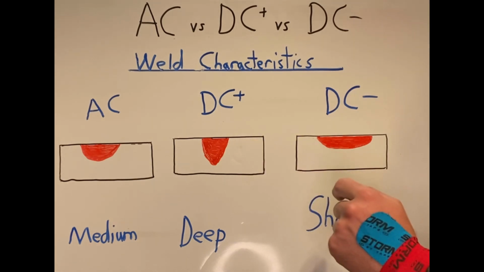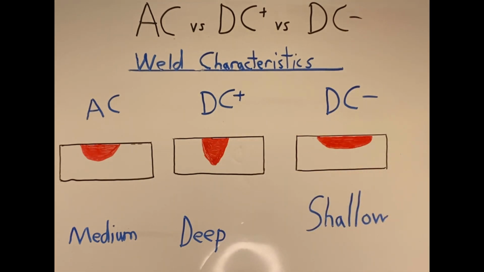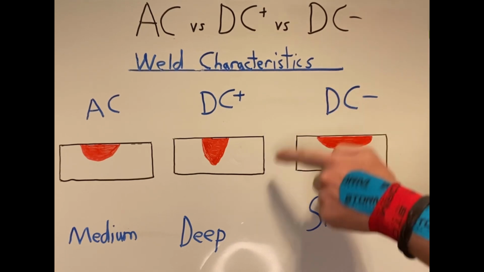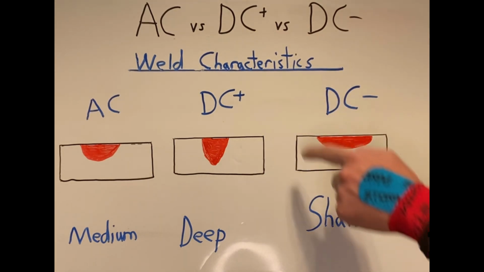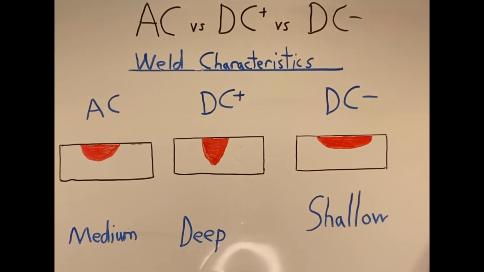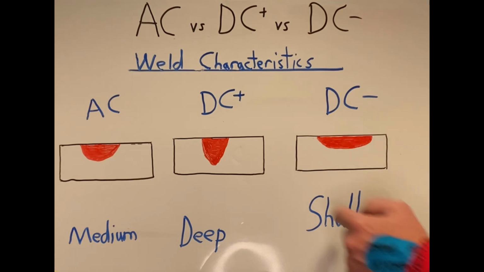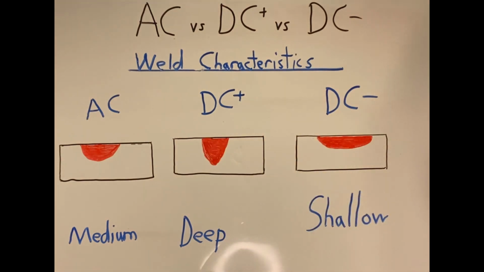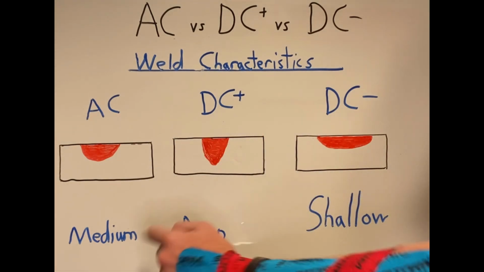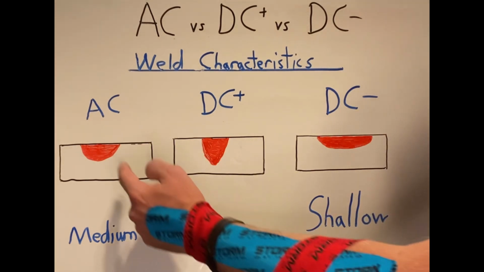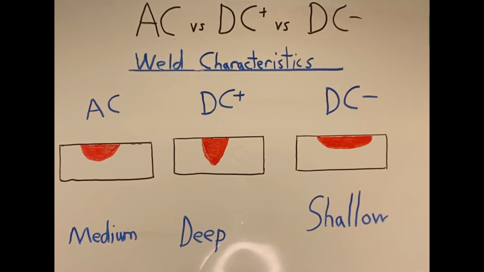But always remember, AC will be medium penetration. DC positive, plus sign, is deeper. Plus is more. DC negative, shallow. It's not much. Almost imagine this is the minus sign. It's shallow. It's not deep at all, but it's wider width. DC positive is narrow on width. AC is a nice in-between. It's a medium on all fronts. Medium depth, medium width.